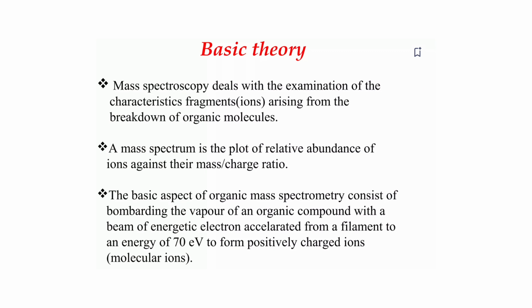The basic theory behind mass spectroscopy is that it deals with the examination of the characteristic fragment ions arising from the breakdown of organic molecules. A mass spectrum is the plot of relative abundance of ions against their mass to charge ratio. The basic aspect of organic mass spectroscopy consists of bombarding the vapor of an organic compound with a beam of electrons accelerated from a filament to an energy of 70 eV to form positively charged ions.